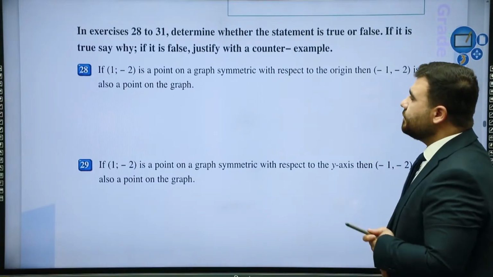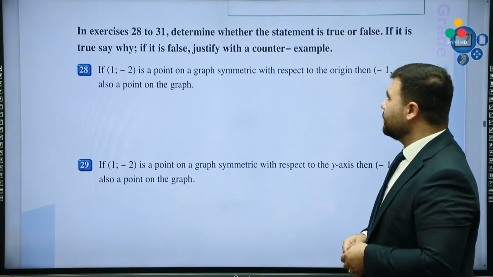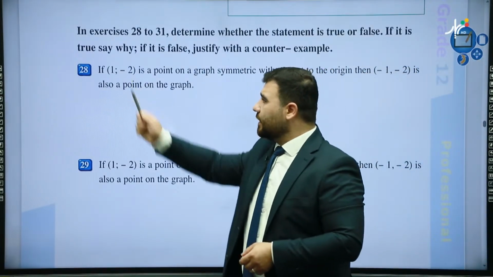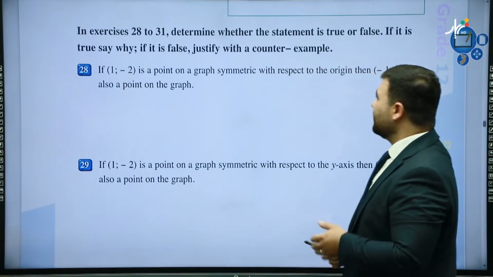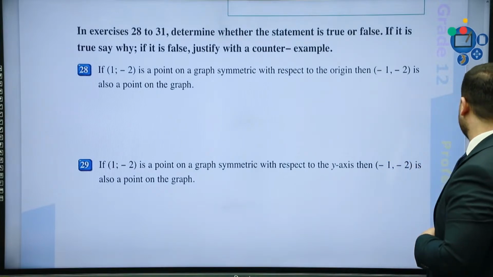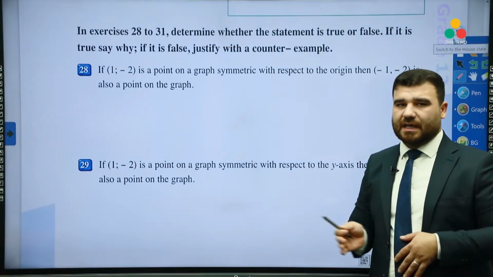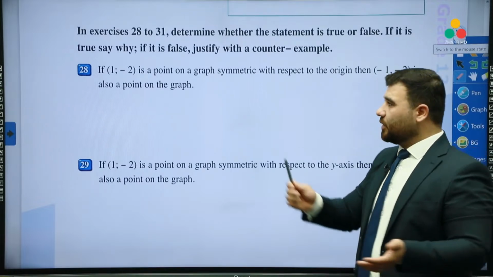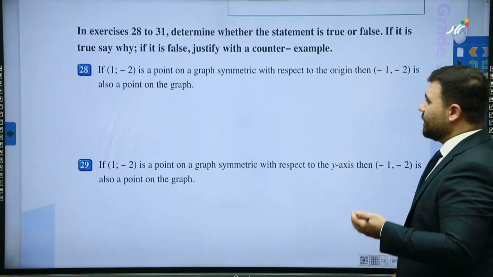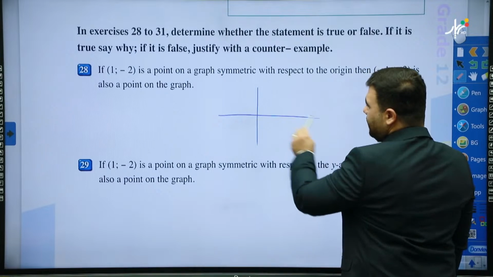Okay. In exercises 28 to 31, determine whether it's true or false. If 1, negative 2 is a point on the graph symmetric with respect to the origin. Symmetric with respect to the origin means we consider the graph as an S shape, because with respect to the origin is an odd function.